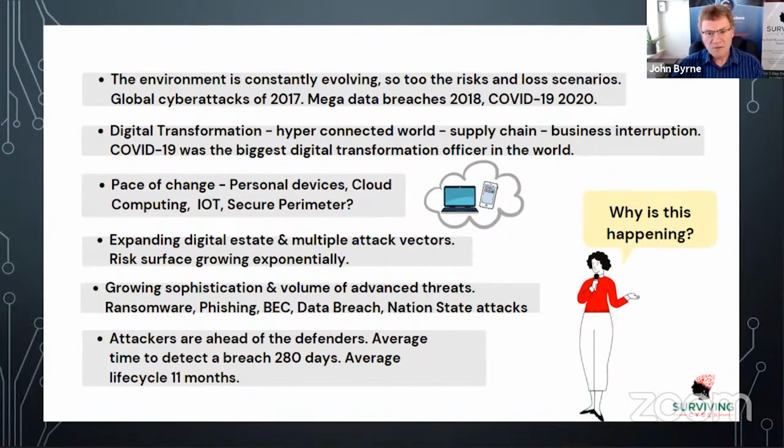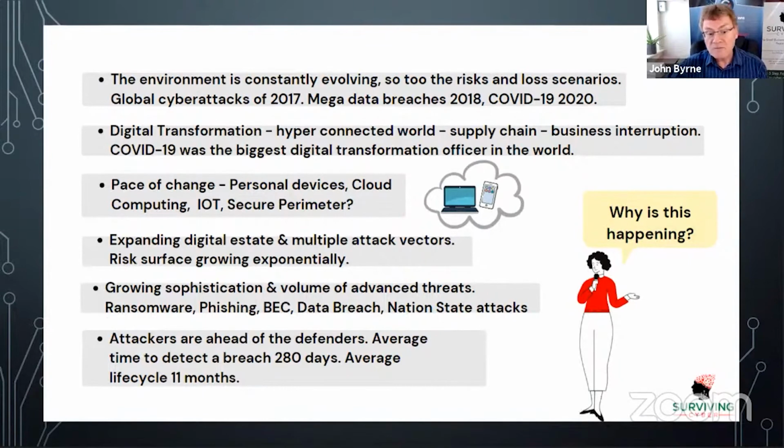Whereas in the past, it might have been primarily by email, now we have instant messages, we have social media, we have all forms of vectors where we can be attacked. And so the risk surface of companies grows exponentially. Added to that, we've got the growing sophistication and the growing volume of advanced threats, so no longer simple threats. What we've seen in the last 2 years is ransomware, phishing, business email compromise, continuing data breaches, and even nation state attacks. And all of these have increased in sophistication and in volume. And sadly, the conclusion that most people come to is that the attackers are ahead of the defenders.